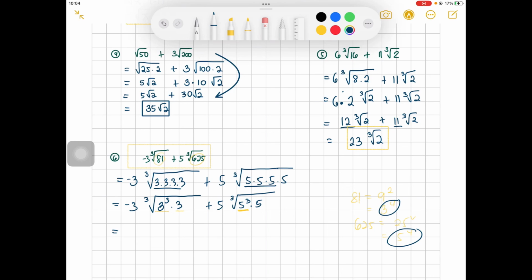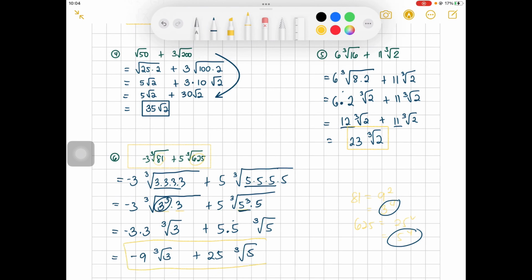We now extract these roots. For negative 3, we extract the cube root of 3 cubed, that is 3. So we are left with cube root of 3. Plus 5, we extract this cube root, that is 5, and then we are left with cube root of 5. So negative 9 cube root of 3 plus 25 cube root of 5. But unfortunately, as you can see here, upon simplifying, we still have unlike radicals, so we can no longer simplify this further. So this is now our final answer.